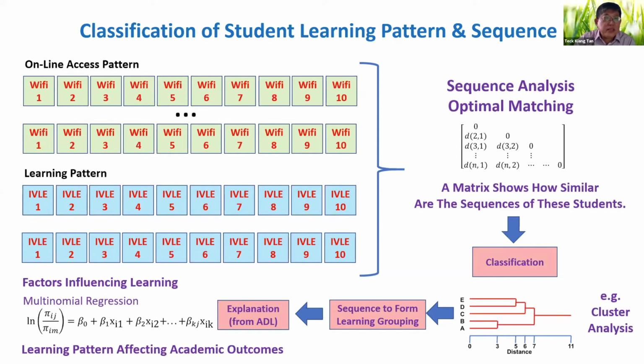In reverse, let's say we have 3 sequences that are quite unique and quite different from each other. Then we can also use these sequences to explain something like the academic outcome. So the output from the sequence analysis now turns from dependent to independent variables, to explain certain academic outcomes as well. So that is also possible.